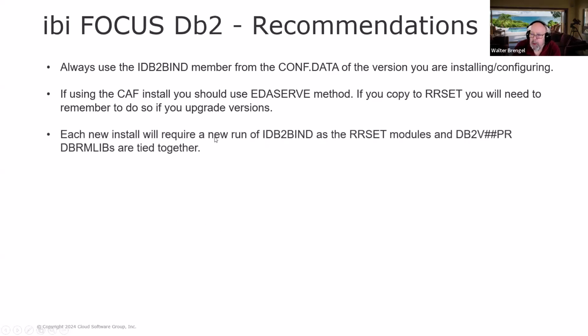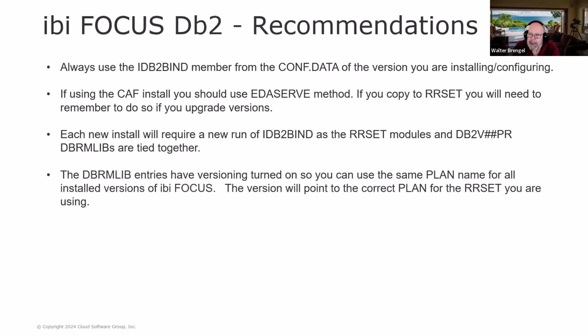Each new install will require a new run of IDB2 bind as the RRset modules are tied together. So RRset and DBV, so RRset 12 and DBV12 PR are linked. And if they don't match, you're going to get an error when you try to use them.